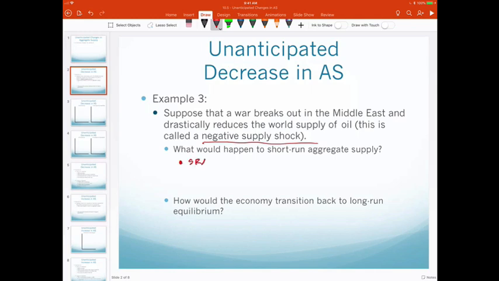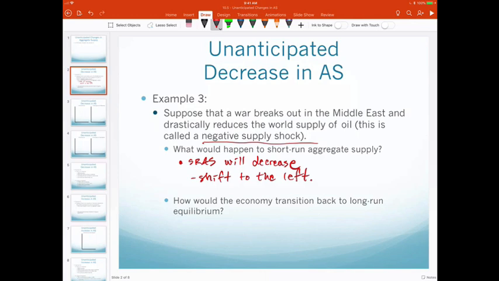SRAS will decrease. This means the curve will shift to the left, okay? So that's what's going to happen in the short run if war breaks out in the Middle East and the world supply of oil is drastically reduced. Short-run aggregate supply will shift to the left, right? And we'll graph that on the next slide. What we'll also take a look at is how the economy transitions back to the long-run equilibrium, okay?